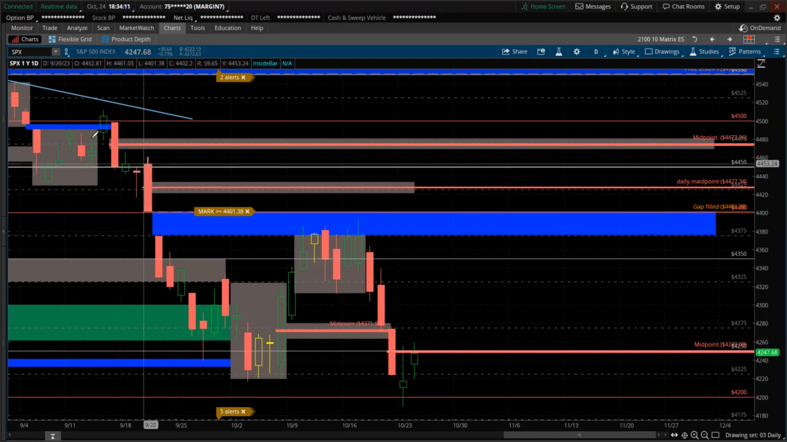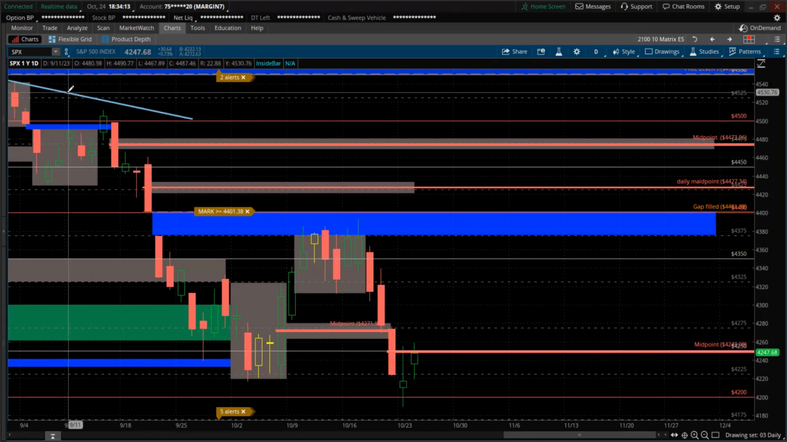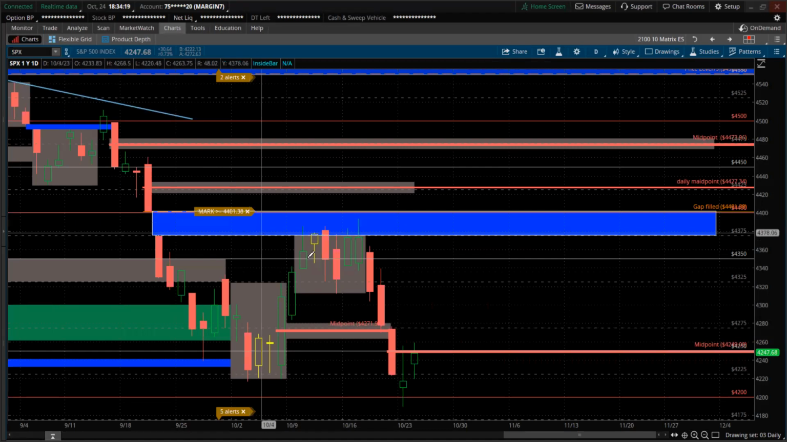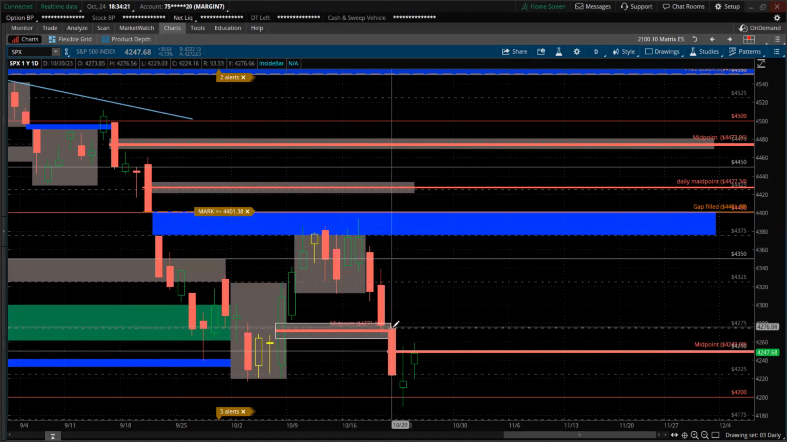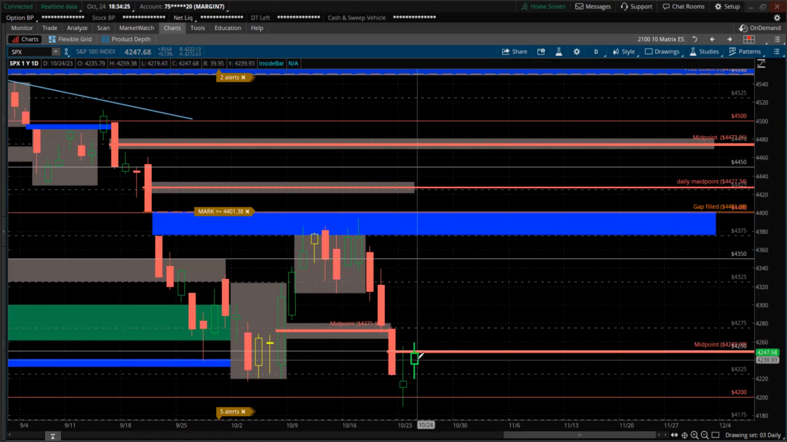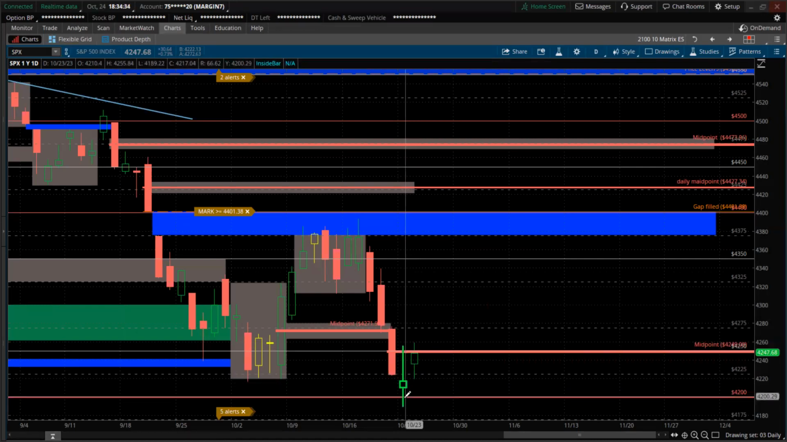Looking here on the equity index, the S&P 500 cash index, symbol SPX, on a daily chart. Each of these candles represents a day. So this green candle was today. It closed green. It made a higher high than yesterday and a higher low than yesterday. So that's a trend up.